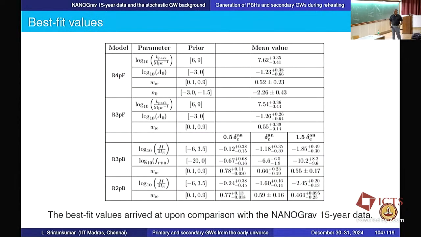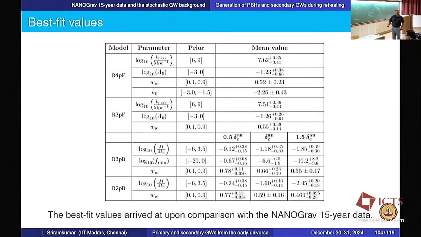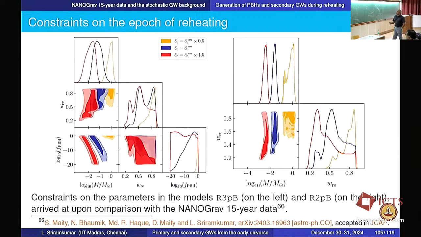And these are the assumptions, and what we arrive at, these are the best fit posterior probabilities, okay? And what you essentially find, you can focus on this figure. This is for the final model, which is consistent with the PTA data as well as consistent with the constraints on PBHs, okay, on the number of PBHs. And what you essentially find is the following. You find that a higher value of delta C is favored, okay? And what you also find is that a higher value of WRE is favored.